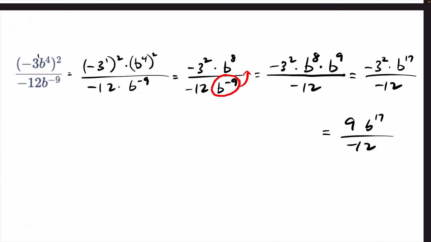And then 9 and negative 12 can simplify. You can divide them both by 3. Divide that by 3, divide that by 3. Fully simplified now: 3b17 over negative 4.